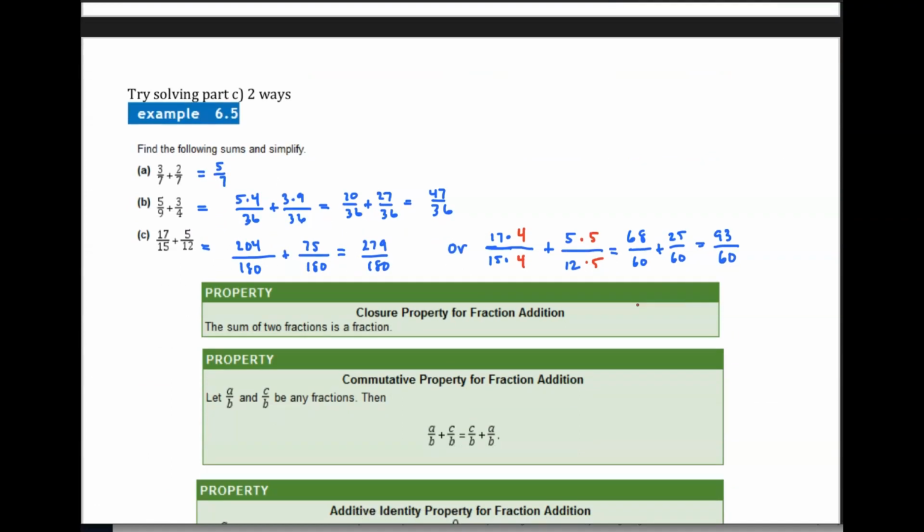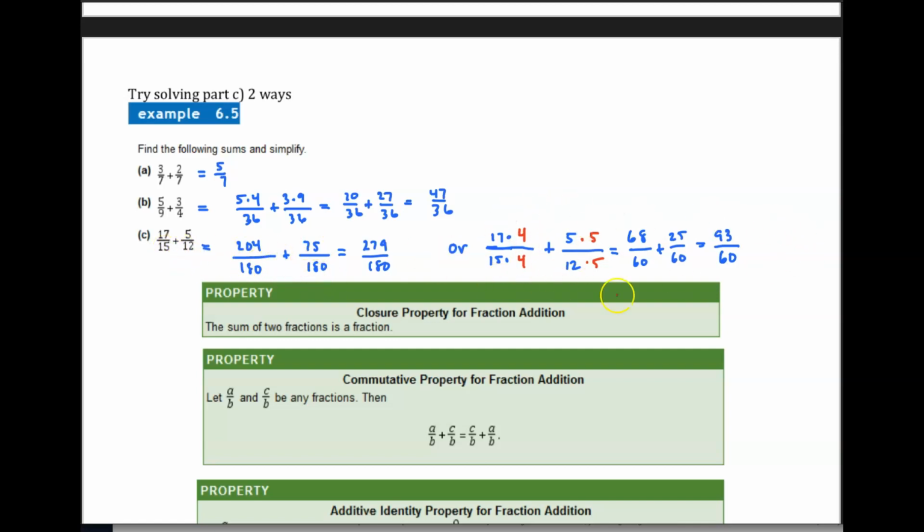And so looking at these problems here, the sums of fractions, you see common denominator, easy, just add them. Here they need a common denominator, so you can find a common denominator here, which would be 36. And notice I had to multiply the top, this one by 4, this one by 9, and so you end up with a common denominator. Now that they have a common denominator, I can just add them per the formula. We could also, in this case on part C, 2 ways, we could also have done the cross multiply. 17 times 12 is 204, 15 times 5 is 75, 15 times 12 is 180, and then add them.